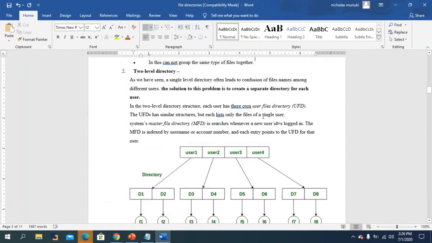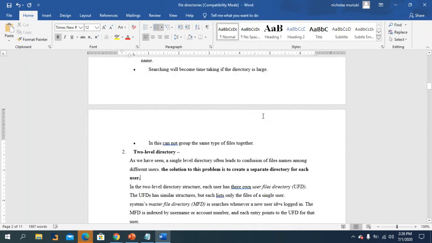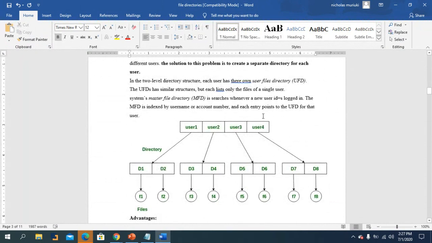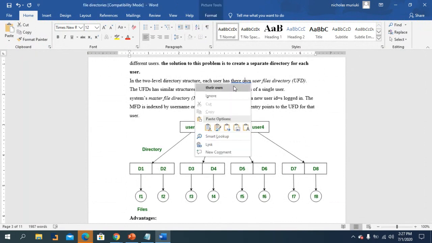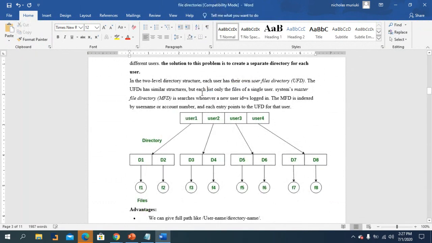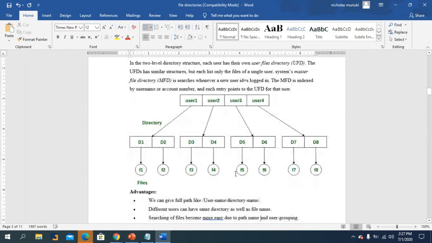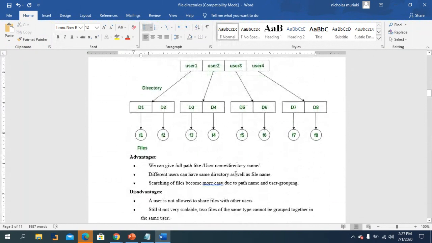I remember we said we have what we call the master file directory. This master file directory allows user 1, user 2, user 3, and user 4 to do a specific communication. In this case, we have many users, but these users are able to access different files at different levels. So if user 1 has the same directory as user 2, it can still work. If user 3 has the same directory as user 2, it can still work. We don't have any issue on that. So we can allow a bit of sharing of files.